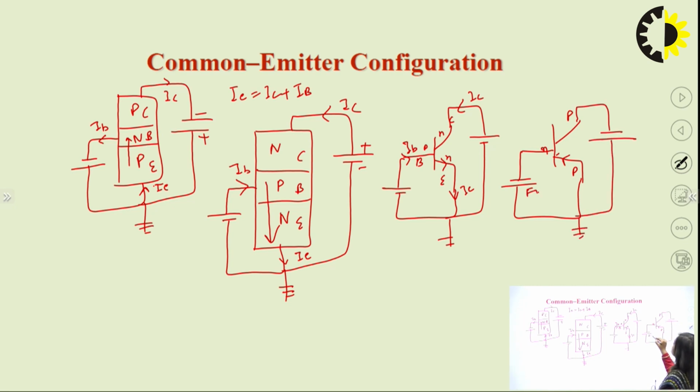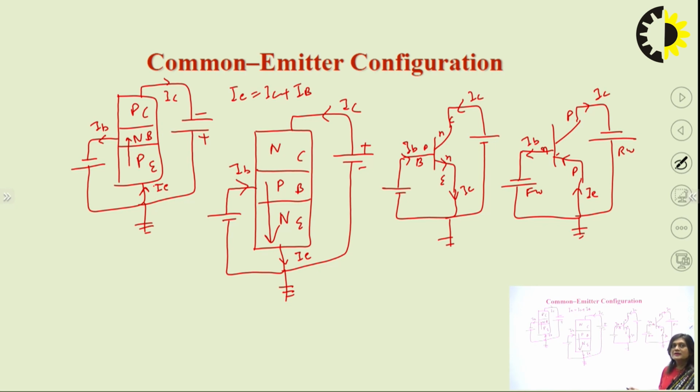This is forward bias and this is reverse bias. And the direction of current will be like the arrow is pointing upward. So that's why the direction of emitter current would be in this way. And this is IB and this is IC. So this is how we can draw the diagram for the common emitter configuration.